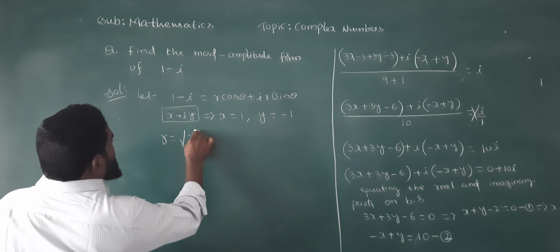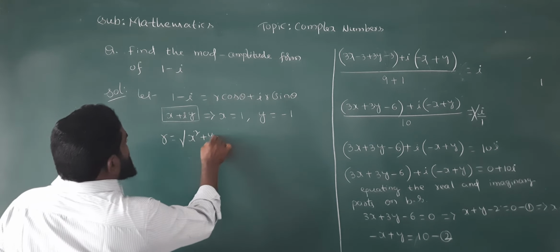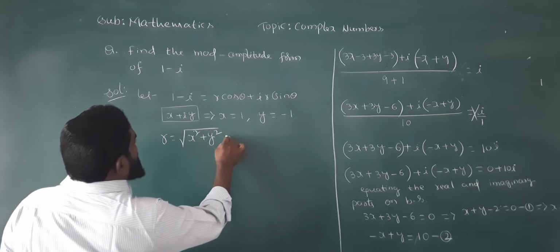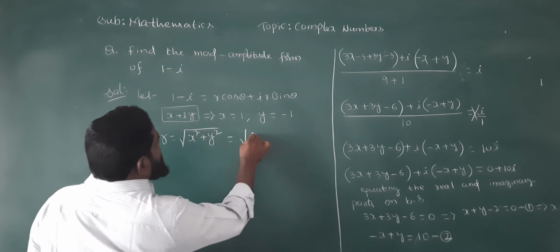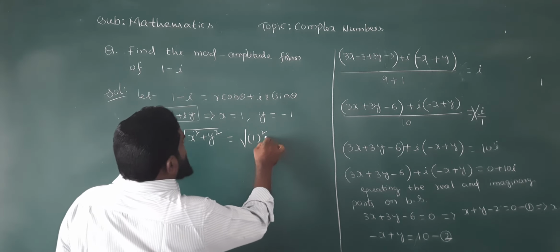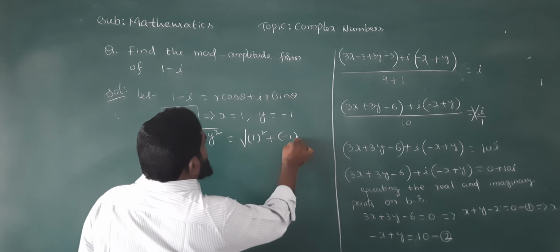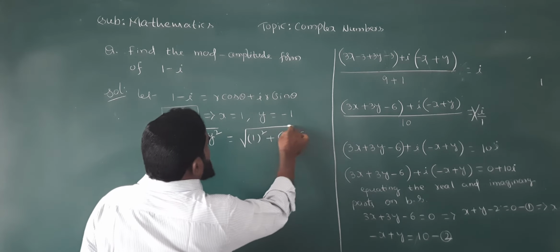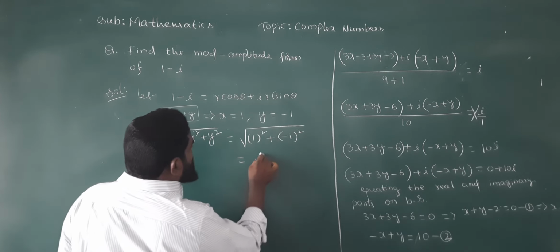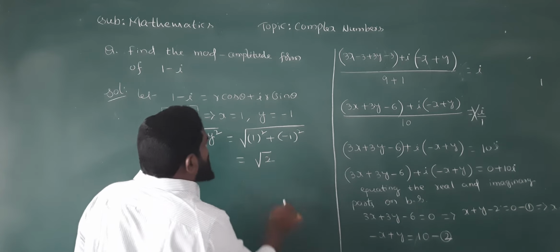Now we are going to find the value of r. The formula is root of x square plus y square. What is the x value? 1. The y value is minus 1, squared. So what will come? 1 plus 1, root 2 will come.